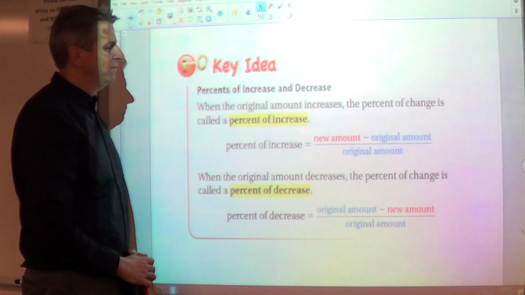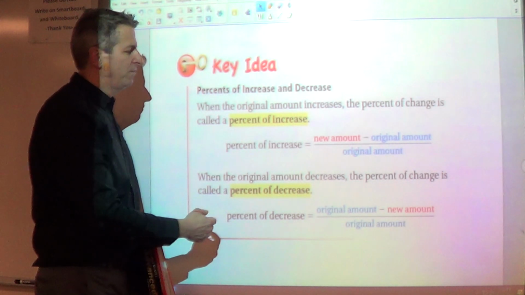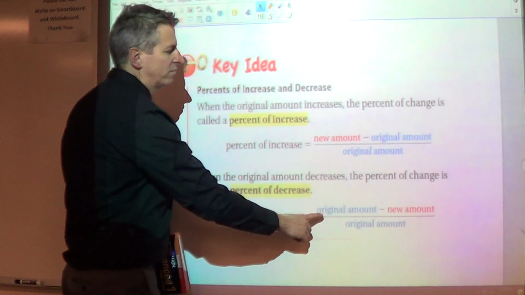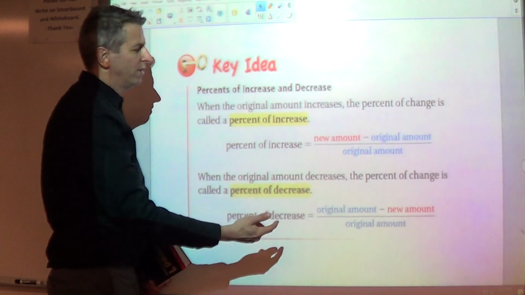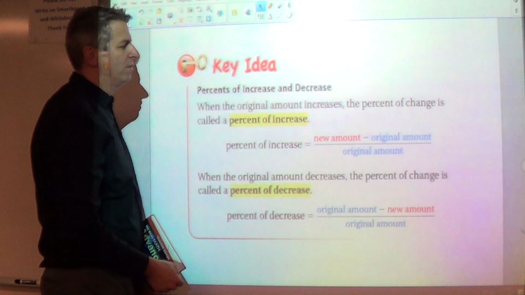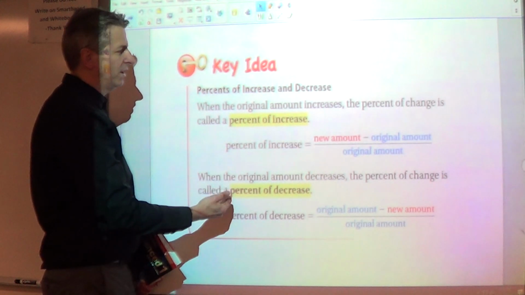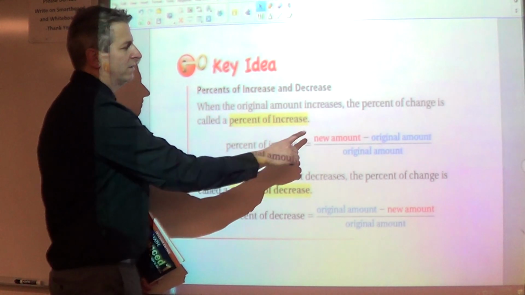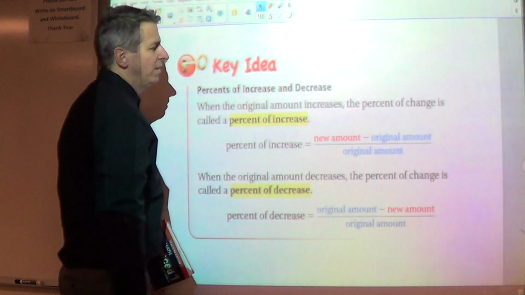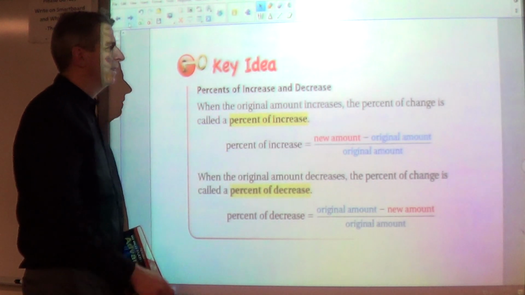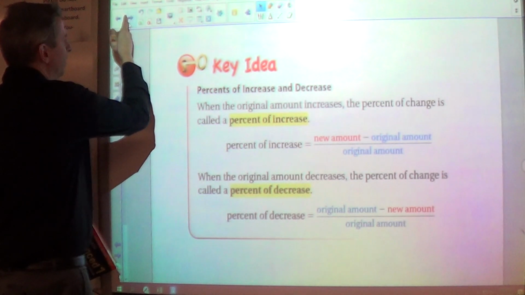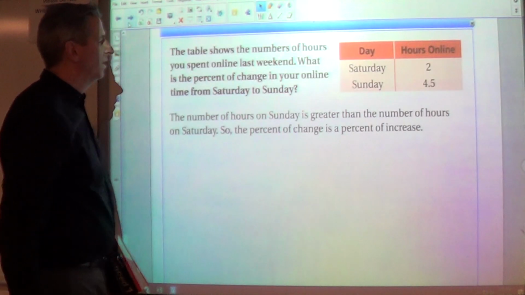In the case of decrease, the decrease formula is the original amount minus the new amount divided by the original amount. If you're looking at these two, you can see that the new amount and the original amount are worked out on top. Okay, so let's take a look at one example and we'll do a couple on your own.